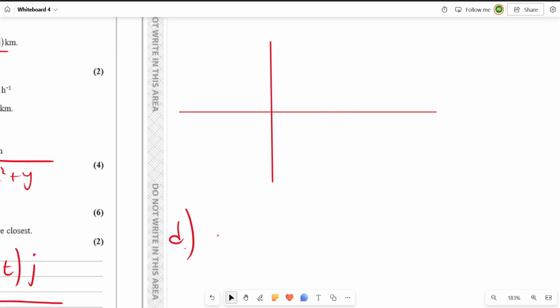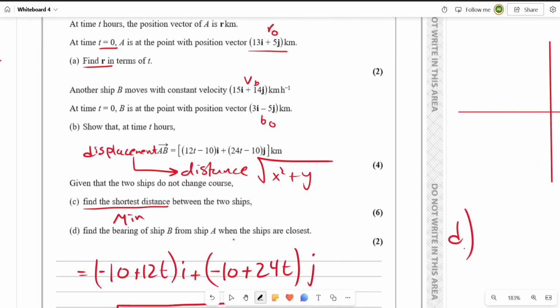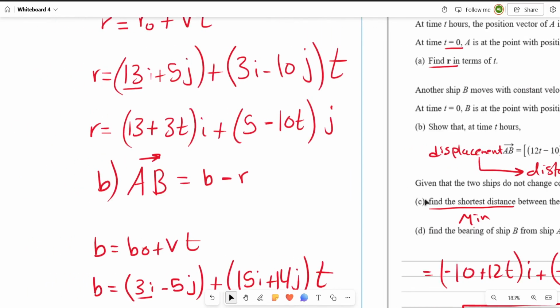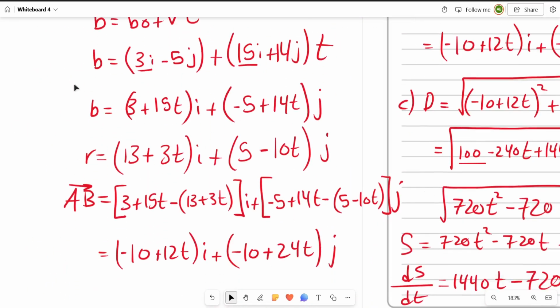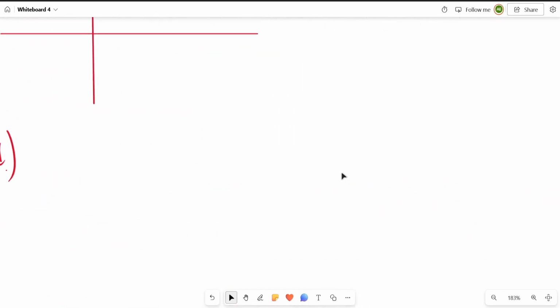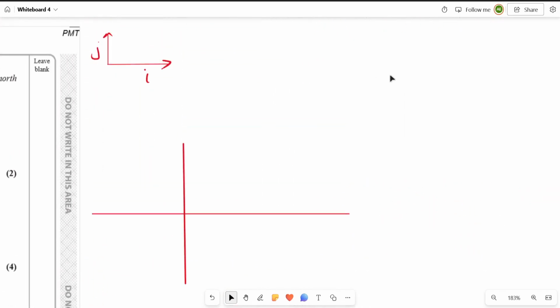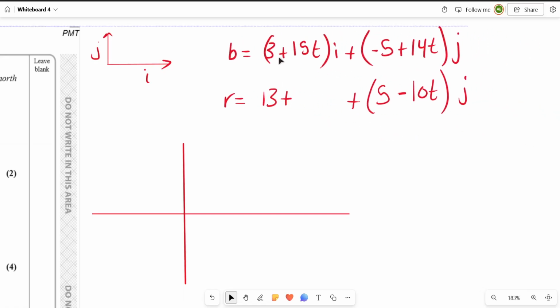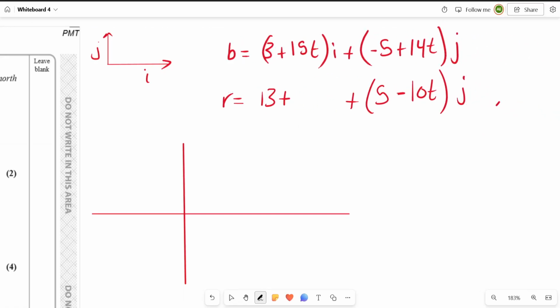So it tells me to find the bearing at which time the ships are closest, and I know they are closest at 0.5 seconds. I already calculated that. If you remember, the position vectors, which are B and R, are going to help us here in getting the actual positions relative to the origin of both ships. So R was ship A and this was ship B.